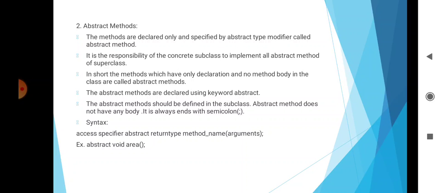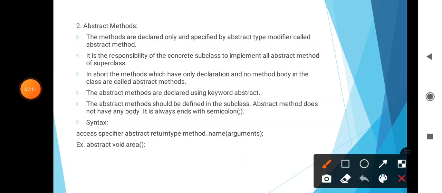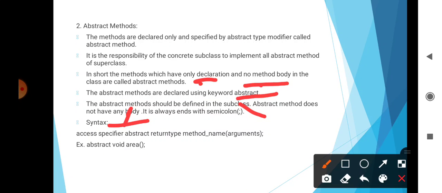In short, the methods which have only declarations and no method body in the class are called abstract methods. That means methods which have only a declaration but no method body are called abstract methods. Abstract methods are declared using the keyword abstract. An abstract method should be defined in the subclass. An abstract method does not have any body. It always ends with a semicolon.